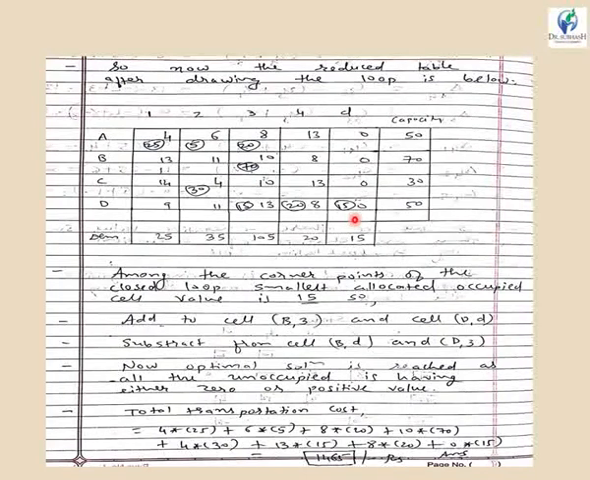So now if you calculate the opportunity cost for all these unoccupied cells, you will find that all the values will be either 0 or positive. I have not shown it over here, but you can try yourself. So now the optimal solution is reached as all the unoccupied cells are either 0 or positive.